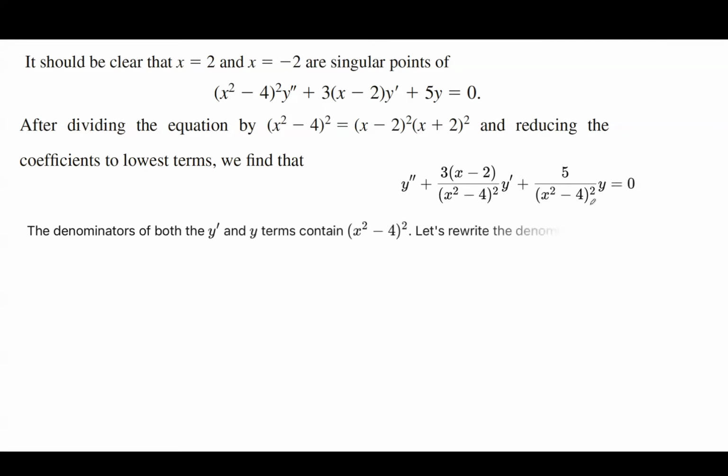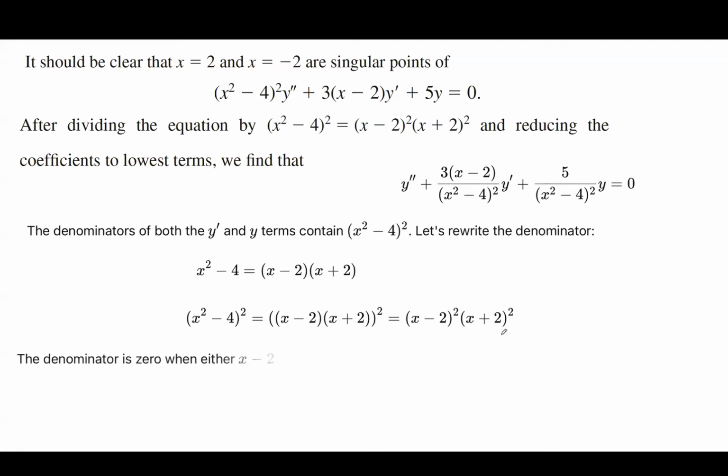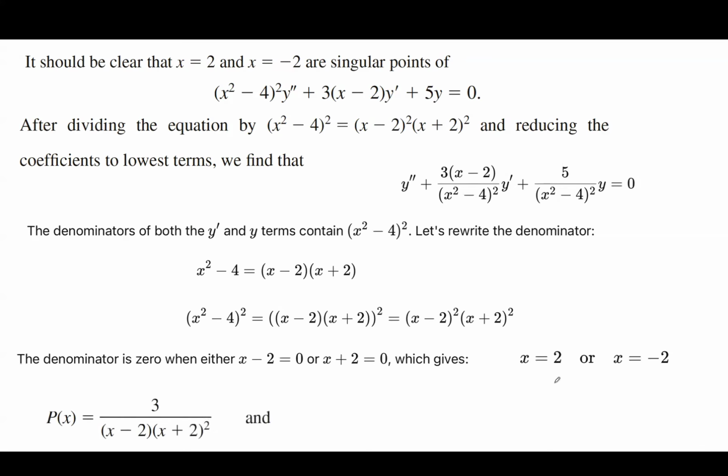We can write down the denominators in simpler form. Remember that x squared minus 4 is (x minus 2) times (x plus 2), and then (x squared minus 4) to power 2 becomes (x minus 2) times (x plus 2) to power 2, or basically (x minus 2) to power 2 times (x plus 2) to power 2. The denominator is 0 whenever x equals 2 or x equals negative 2. So we found the solutions for the leading coefficient. Now we need to classify these singular points in terms of regular and irregular.